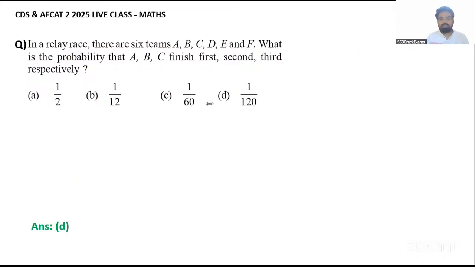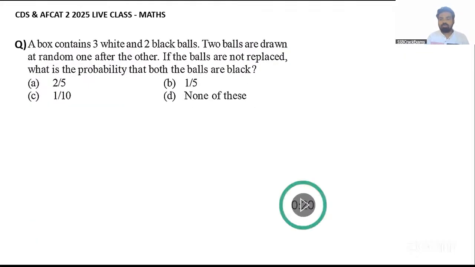Next question. Let's check the answer. A box contains 3 white and 2 black balls. 2 balls are drawn at random, one after the other. If balls are not replaced, what is the probability that both the balls are black? So you can use either permutation combination to do this or simply.